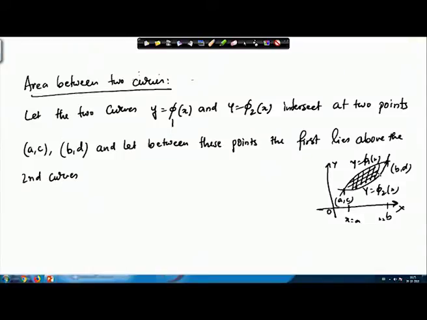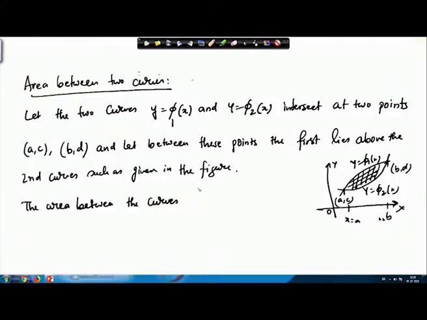All right. So, if this is the area bounded between these two curves, such as given in the figure, then the area between the curves is equal to the area under the first curve. So, we first calculate the area under the first curve and then we subtract the area under the second curve, and that will give us the area between them.